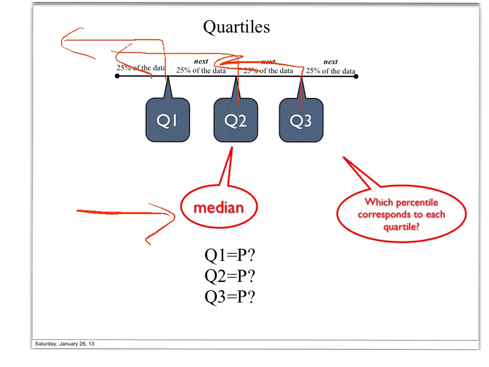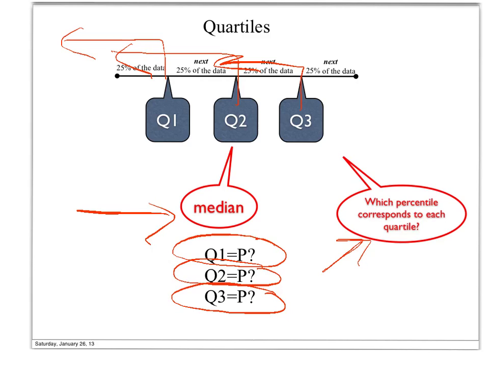So what you should be able to figure out is which percentile corresponds to each quartile. So P sub what is the same as Q sub 1, P sub what is the same as Q sub 2, and P sub what is the same as Q sub 3? I've already told you that Q sub 2 is the same as P50, so you can figure out the other two.